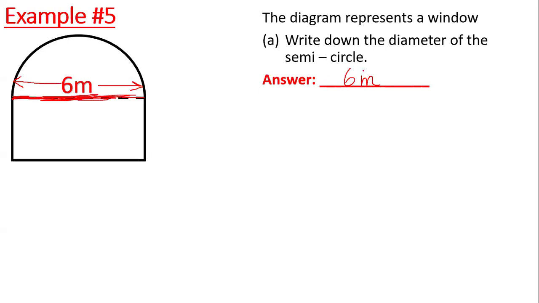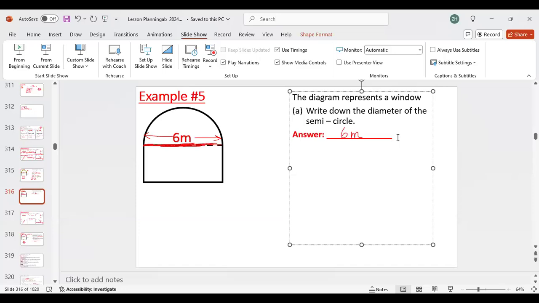No problem. So it's going to be 6 meters. All right. The rest of y'all understand that, right? That's pretty simple. Next, this is going to be B. We want to write down the radius. Put your answer inside the chat for me, please. What do you think the radius of this semicircle is going to be?